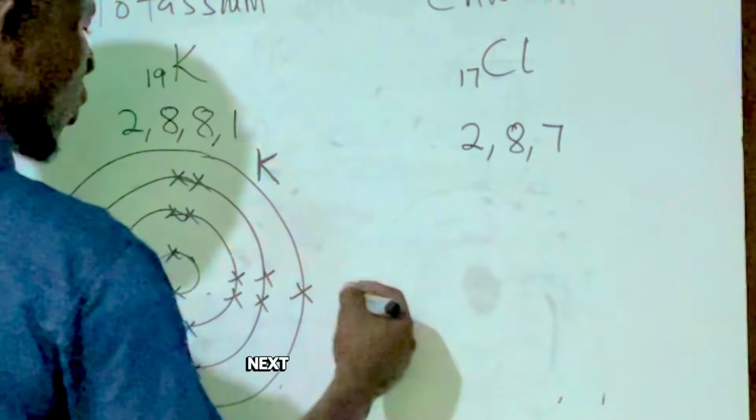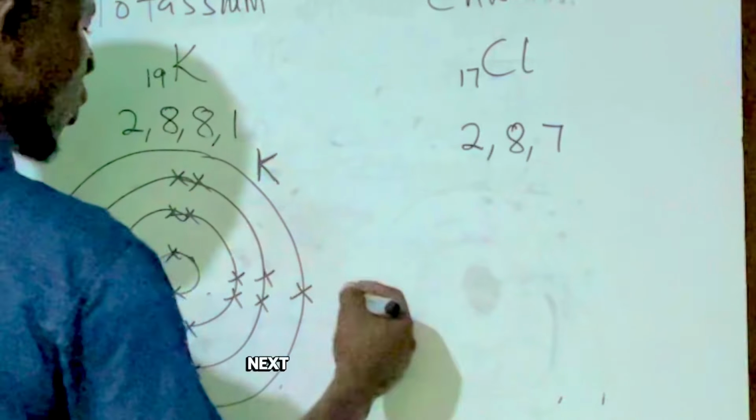We are now to what? To draw for the potassium ion. So now potassium will donate 1 to chlorine. So we are going to get 2, 8, 8. So you draw for 2, 8, 8. So 2, 8, 8.